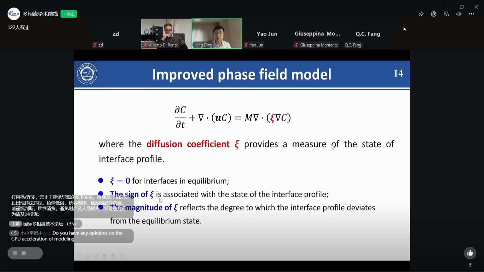Then the sign of the zeta is associated with the state of the interface profile. If the interface is thickening or elongated, we want it to go back narrower, then we expect that this zeta should be negative. Otherwise, it should be positive. Also, the magnitude of zeta reflects the degree to which the interface profile deviates from equilibrium. So those are the three principles this nonlinear zeta should hold.